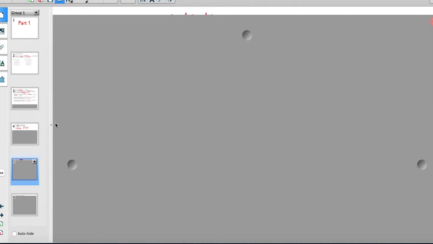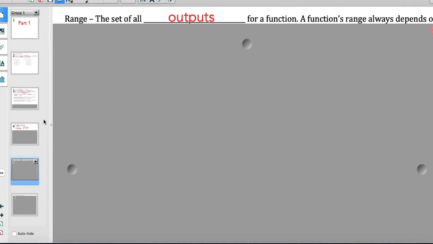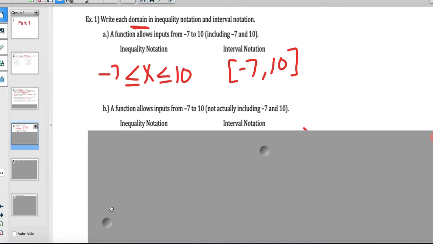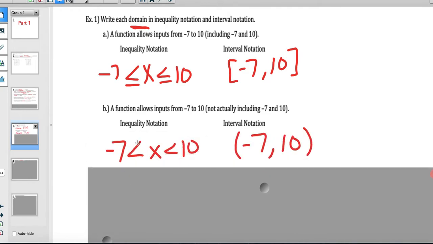On B, we're going to go from -7 to 10, but this time we don't want to include -7 or 10. So we're going to use the less than signs, so -7 is less than x is less than 10. And in interval notation, it would be soft parenthesis, -7, comma, 10.